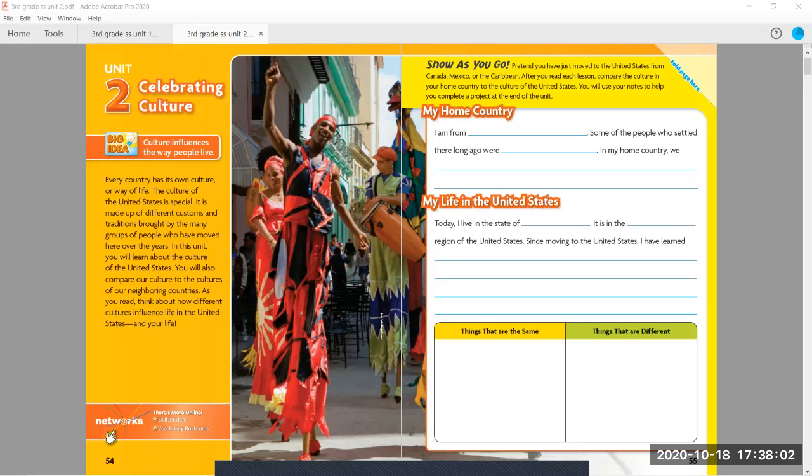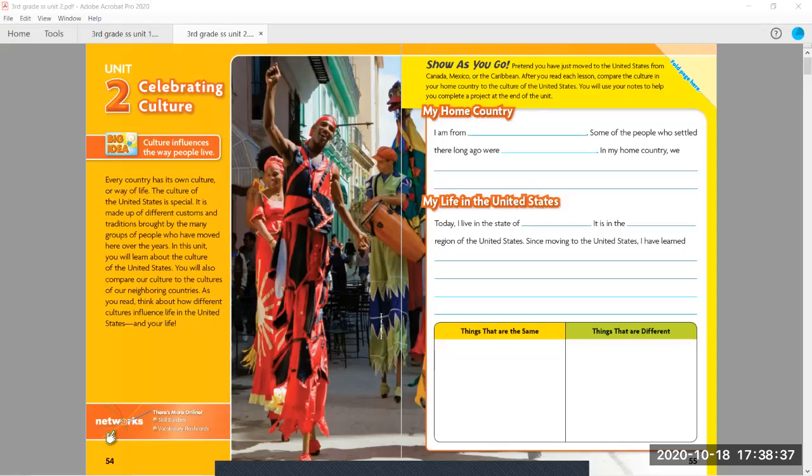So over here, you're going to write about your home culture. And again, this is you pretending that you're coming from either Canada, Mexico, or the Caribbean. So you're going to pick which one you're from. I am from whichever one you choose. Some of the people who settled there long ago were, and you're going to name some of the people who settled in the place that you came from. In my home country, we, so you can talk about the different things you do, eat, and wear in the country that you came from.